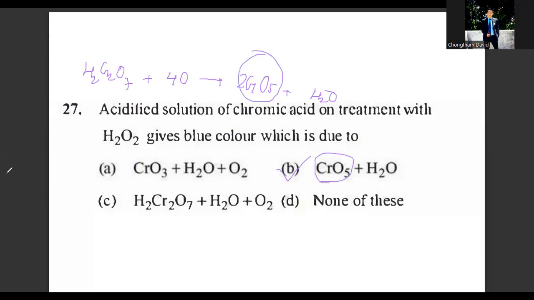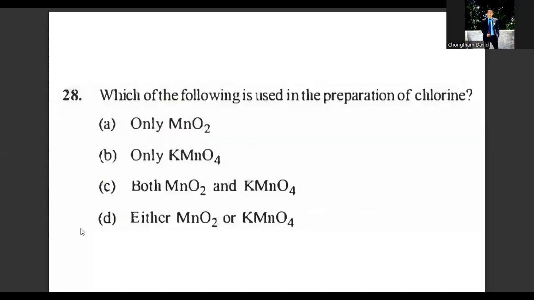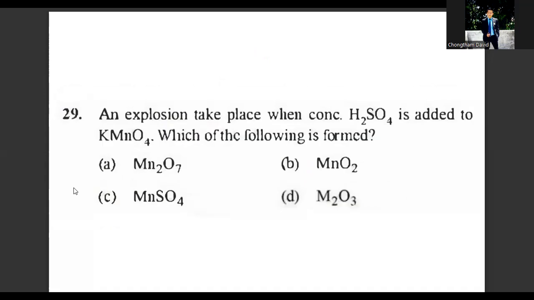Okay. Question number 28. Which of the following is used in the preparation of chlorine? Both manganese dioxide and potassium permanganate are used for the preparation of chlorine by the addition of concentrated HCl. 28 would be C. 29. An explosion takes place when concentrated sulfuric acid is added to KMnO4, for which of the following is formed?